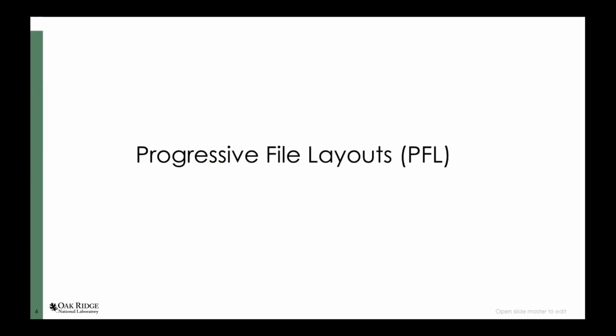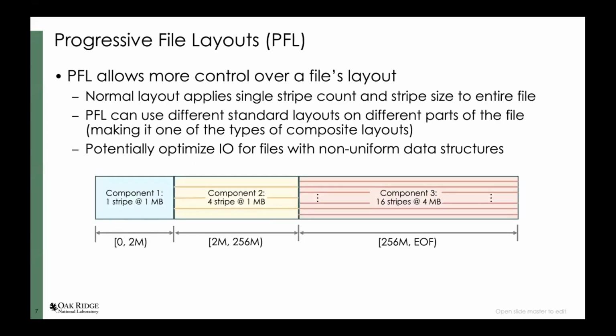Now, progressive file layouts are probably one of the first big changes to the normal file layouts that people have been used to with Lustre. It's based on the concept of composite layouts. It gives you significantly more control over a file's layout. Normally, a layout will apply a single stripe count and a single stripe size to the entire file.